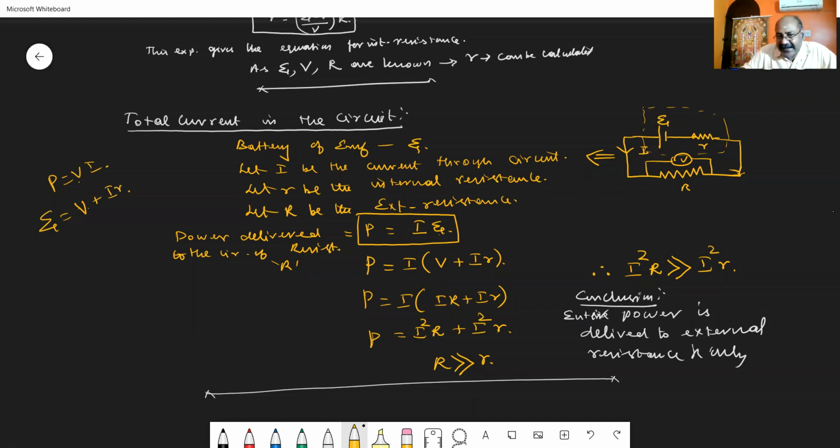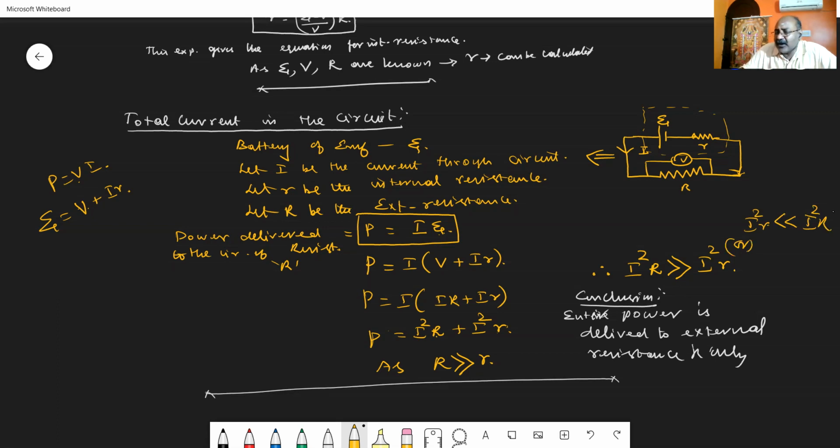So replacing capital V with I into capital R and simplifying, I get the equation P is equal to I square into capital R plus I square into small r. As the value of capital R is very, very much greater than that of small r, and the current flowing through the circuit is constant, we can say I square into capital R is very, very much greater than I square into small r. I square into small r is very, very much less than I square into capital R.